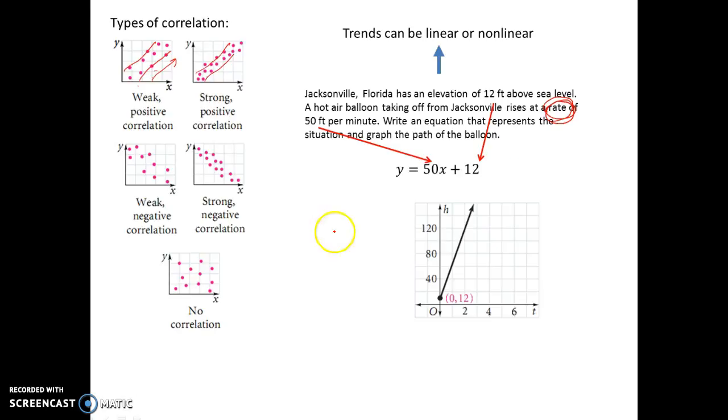And from here, again, we can interpolate any answers. So at 2 minutes, the balloon is at approximately 120 feet. If we're looking at 4 minutes, well, now we're off the chart. So if I wanted to know how high the balloon was at 4 minutes, I would substitute that in. So we would do y equals 50 times 4 plus 12. 50 times 4 is 200, so it would be at approximately 212 feet high.